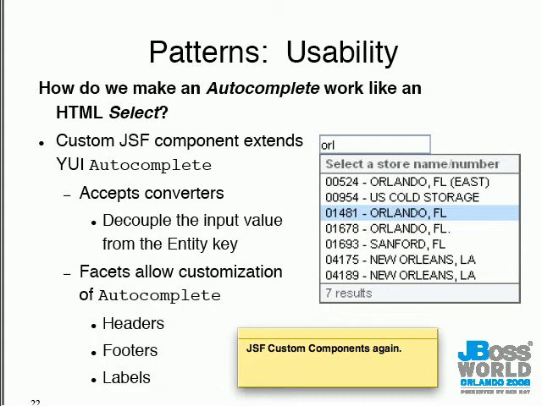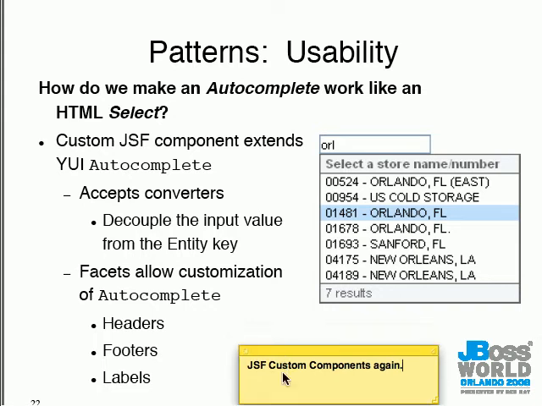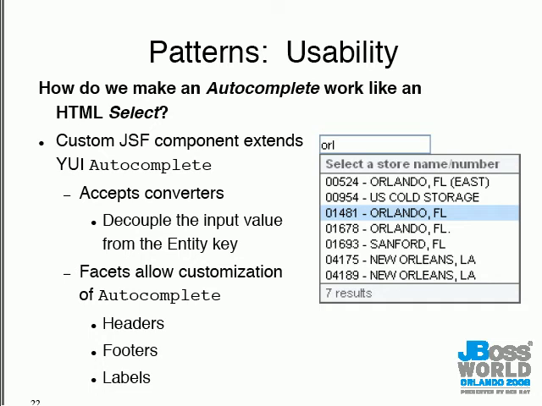So you type in Orlando. We might display the name of the store. If we had to convert it to and from Orlando and the store number, or we could choose to, on the fly, change it. Maybe we actually do want to display the store number, and we just drop it with the converter. And then we have facets which allow the customization of the autocomplete, the header, the footer, as you saw. You select the store name number, you can see up there, or the results.